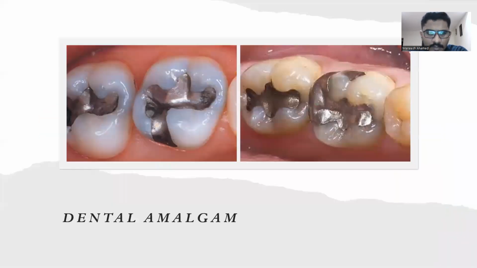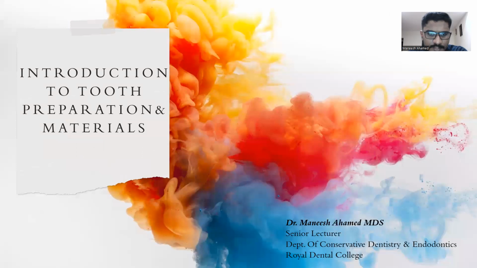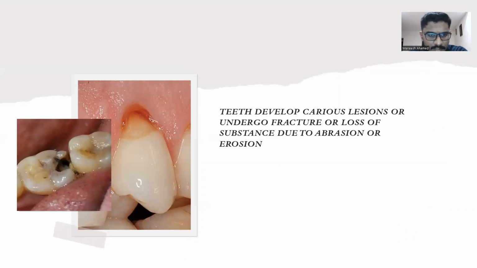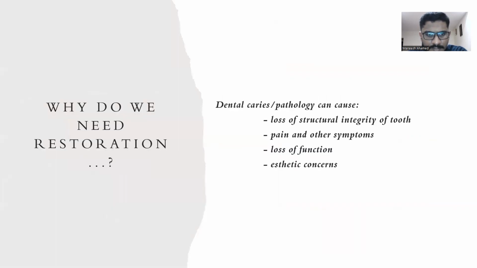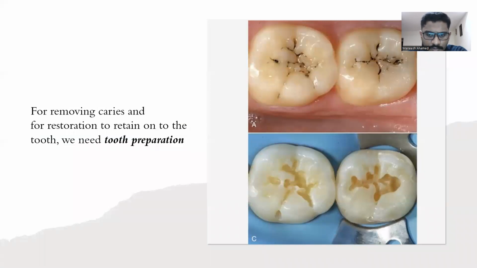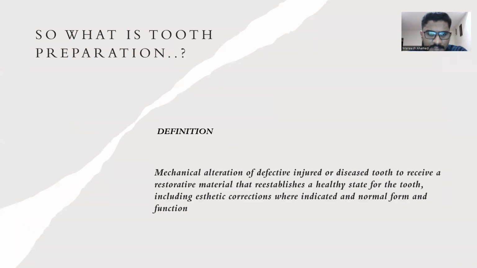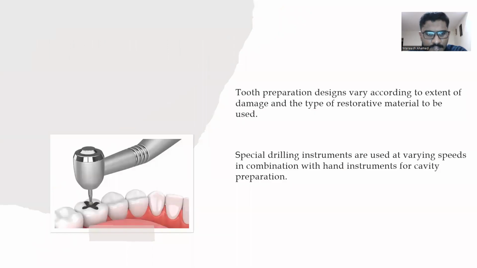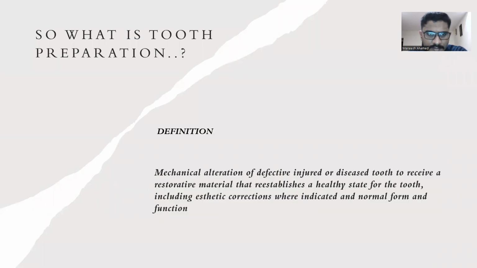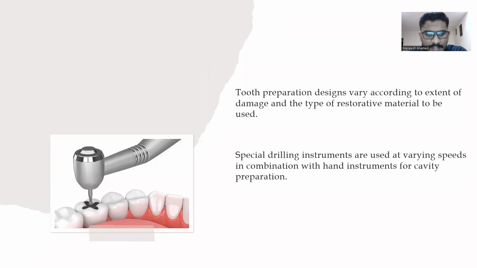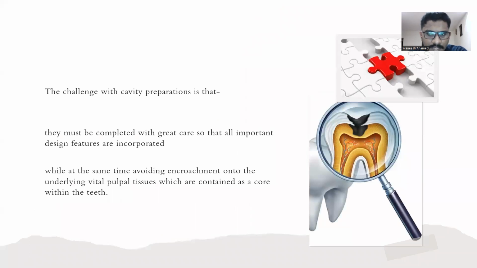So let's recap what we have talked about today. Firstly, we saw what is the need for tooth preparation, why we need tooth preparation, because tooth tissue is affected by several diseases and injuries. So we need to correct them. So we need certain preparation on the tooth so that a particular material can be placed on the tooth surface. That is the first point we discussed. And this cavity preparation is dependent upon the extent of caries and also on the type of material used. And there are several challenges to cavity preparation.